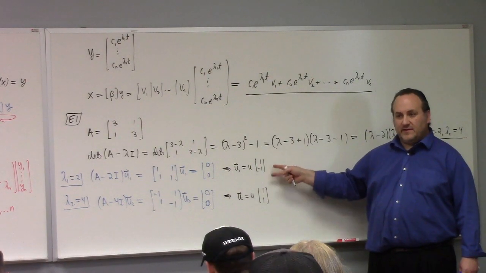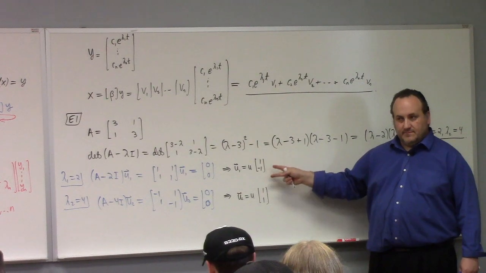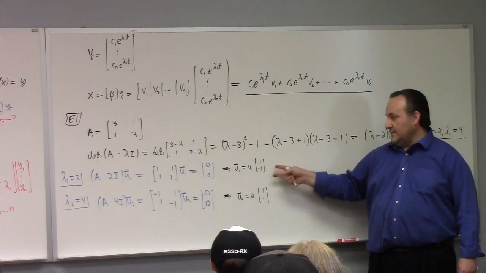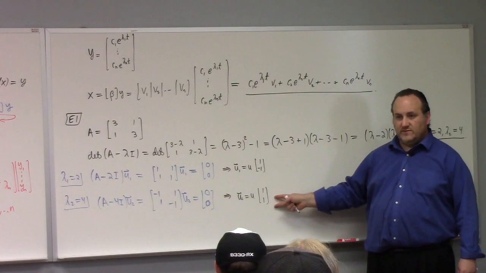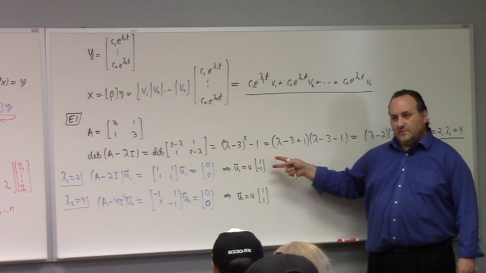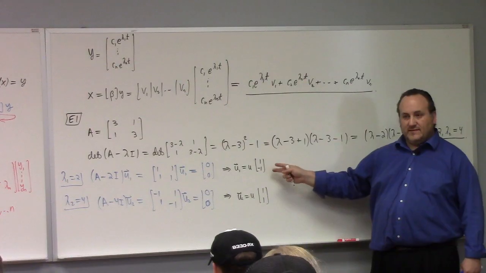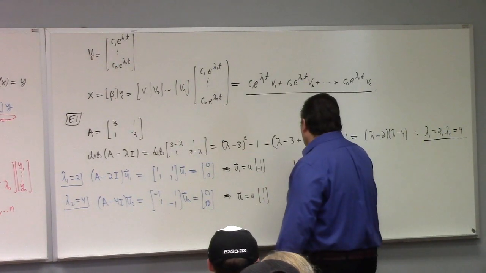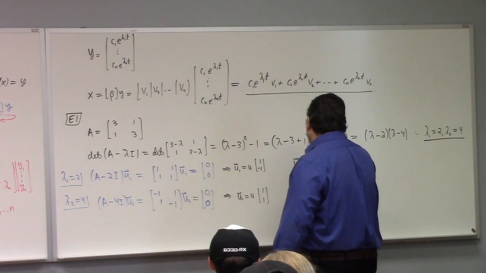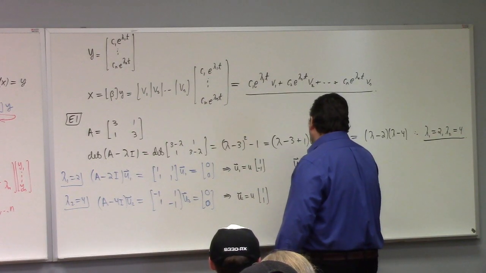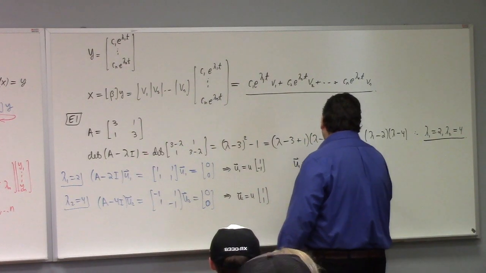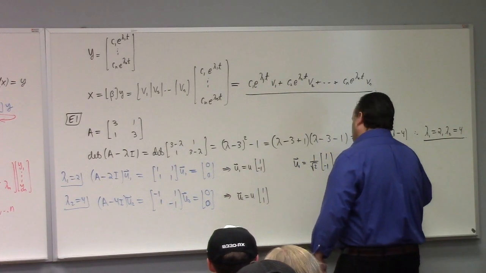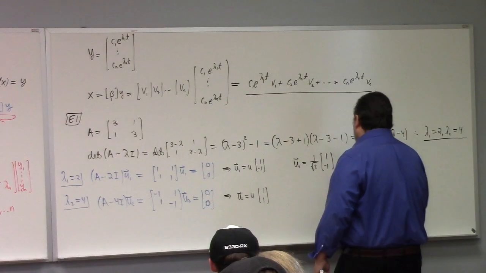What's the angle between these vectors? 90 degrees, right? The dot product of u1 and u2 is 0. That means these are orthogonal vectors. If we normalize them, we'll have an orthonormal set of vectors. So if we use u1, 1 over the square root of 2, 1, minus 1, and if we use u2, 1 over the square root of 2, 1, 1, that'd be super nice.